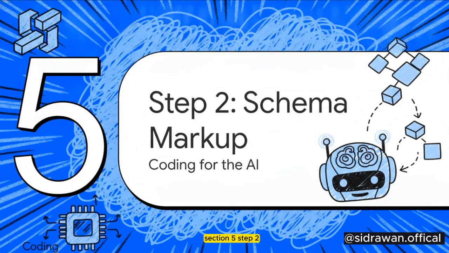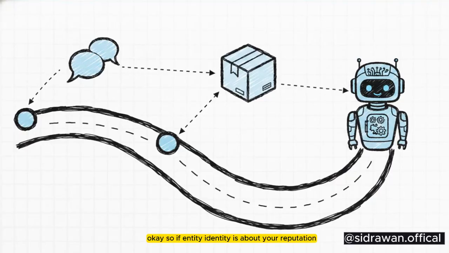Section 5. Step 2. Schema markup. Coding for the AI. Okay, so if entity identity is about your reputation, schema markup is about speaking the AI's native language. You need to provide AI bots with the precise, structured data they crave, and you do this using JSON-LD schema. The essential types you really need to know about are FAQ page schema, which neatly packages your content into question and answer pairs, product schema, which formally defines your offerings, and organization schema, which maps out your business details. You can think of schema as a direct, machine-readable map that tells the AI exactly what your data means without it ever having to guess.